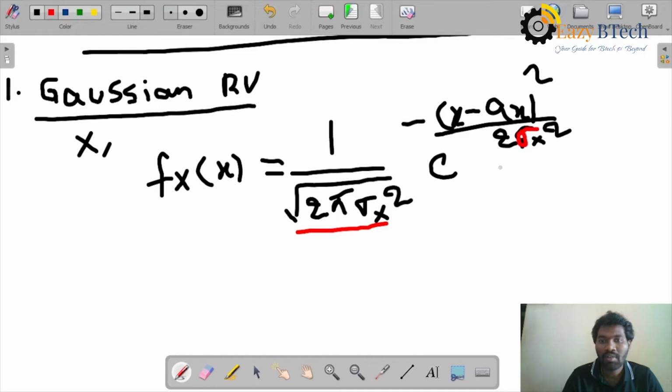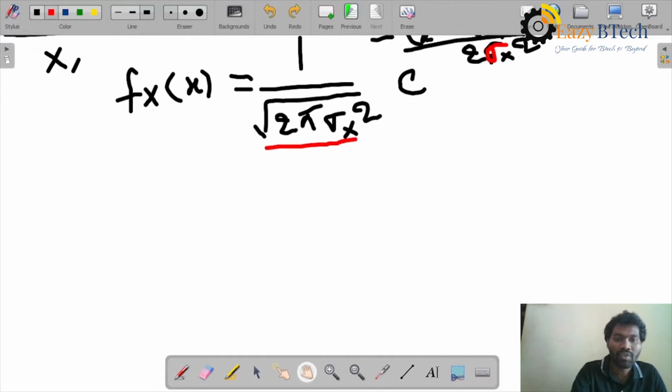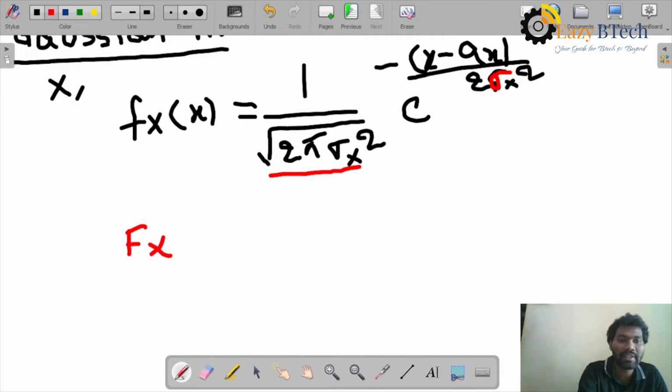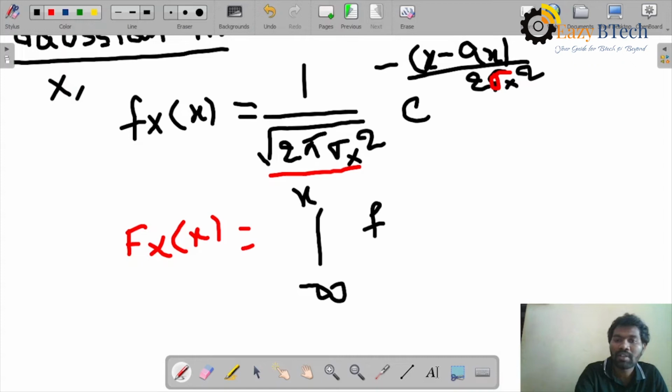Okay, now see, if I want the distribution function, what will I do? We already know that the distribution function can be found by taking the integral of the density function. So I will take the integral from minus infinity to x of fx of alpha d alpha.